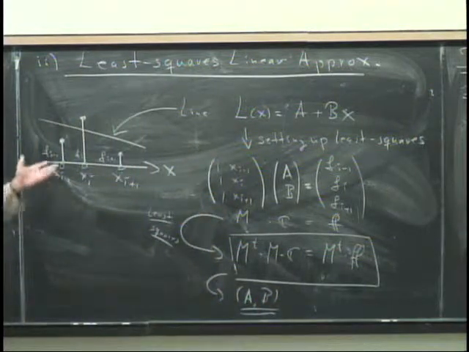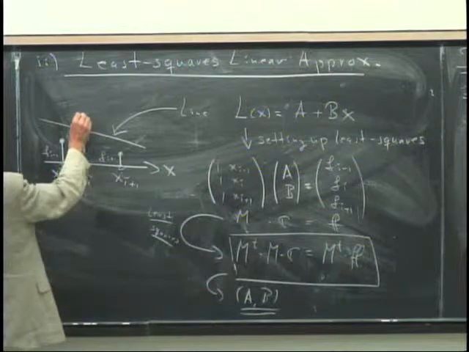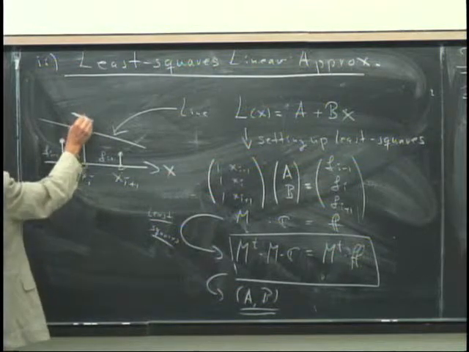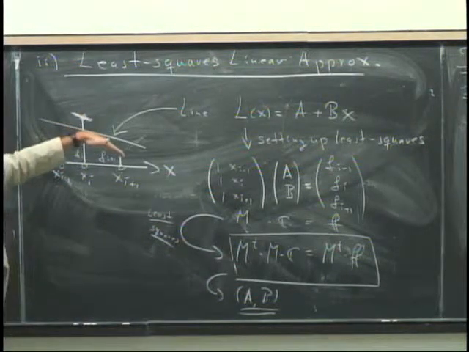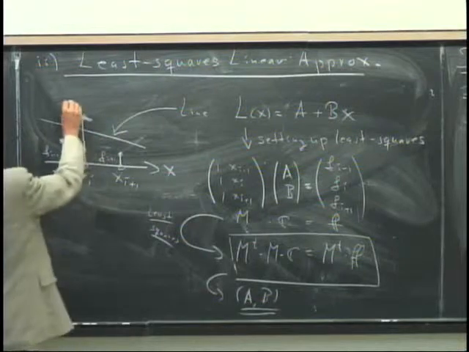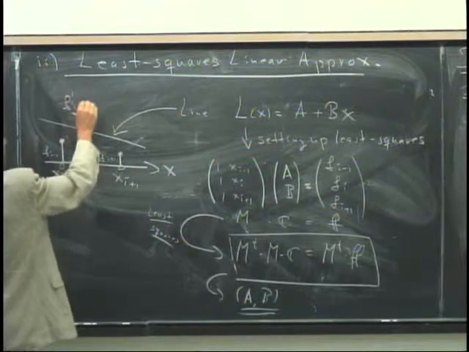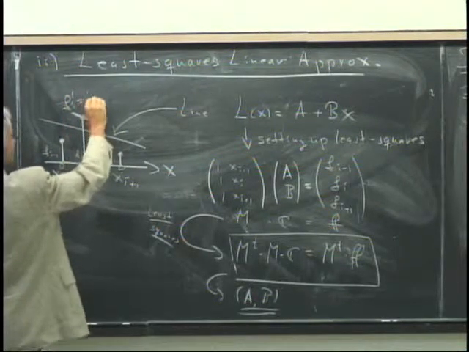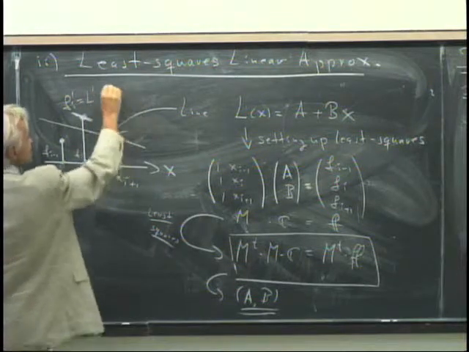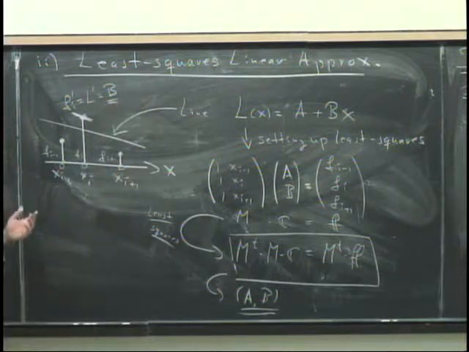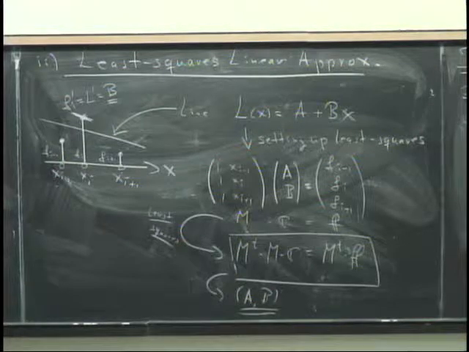Once you have that, well, then you have the derivative here, right? The derivative of the line is the same. It's constant everywhere. So you have fi prime is, well, L prime, and that is just b. Using this.